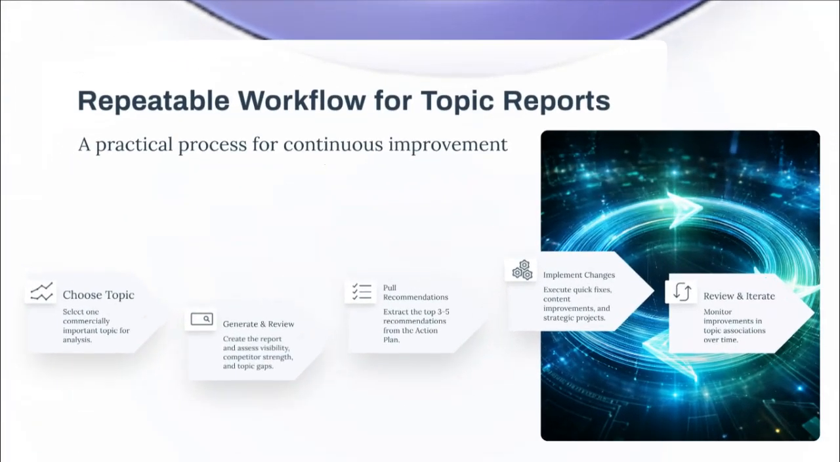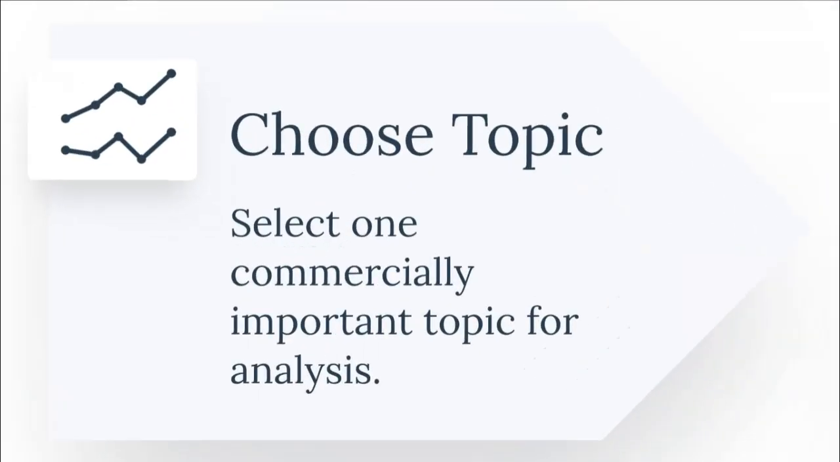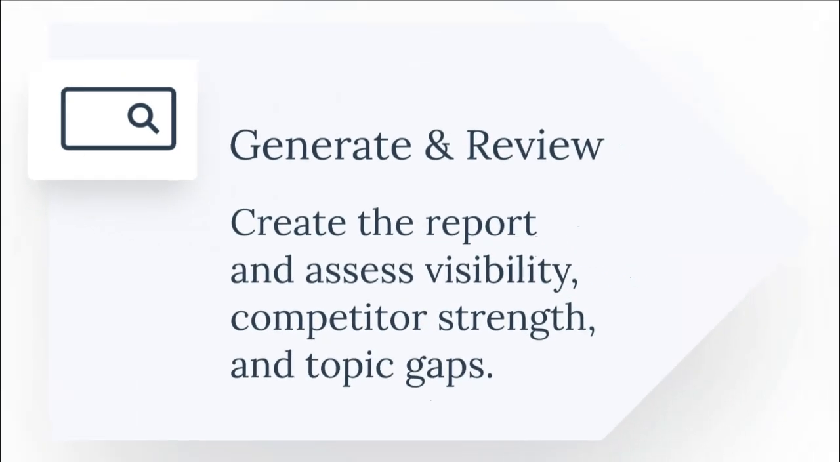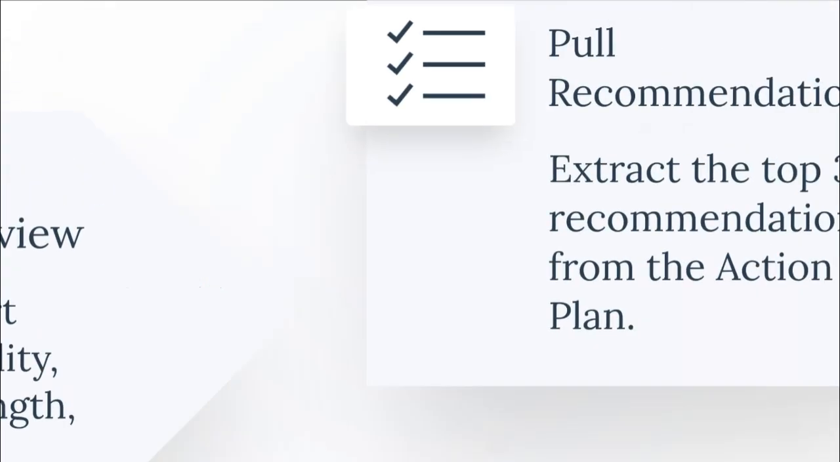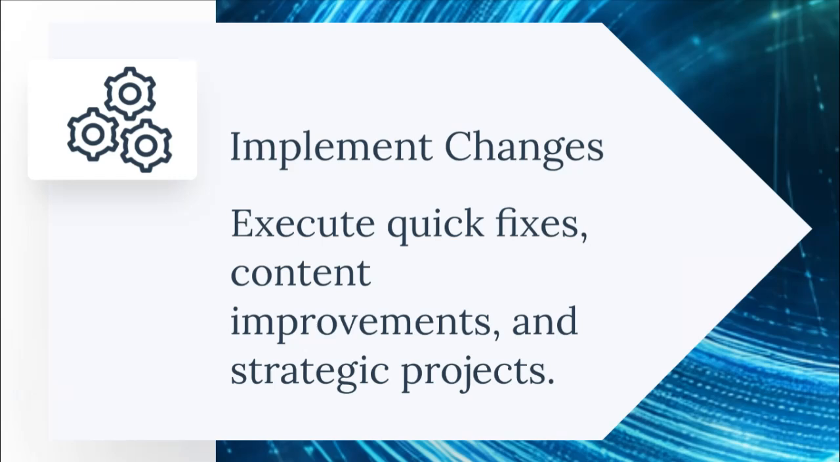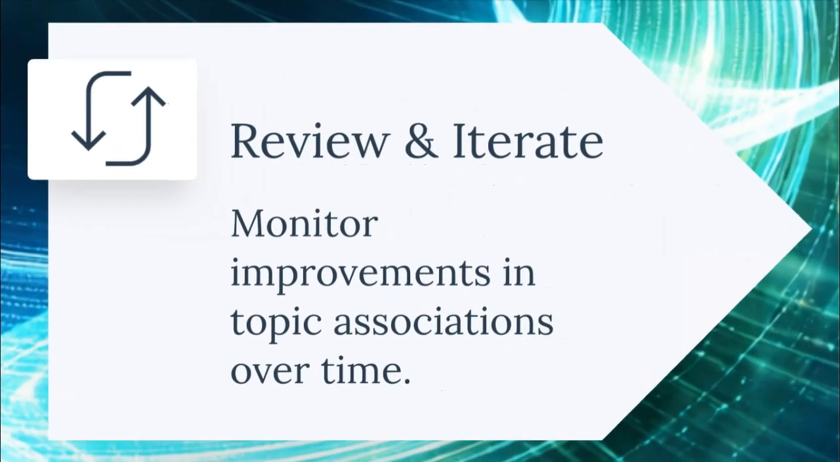So let me show you a simple workflow you can follow every time you use topic reports in Waikay. First, choose one commercially important topic. Second, generate the report and review your visibility, competitor strength, and topic gaps. Third, open the action plan and pull out the top 3 to 5 recommendations. Fourth, decide which actions are quick fixes, content improvements, or bigger strategic projects. Fifth, implement those changes on your site and across your brand presence. And then finally, come back later and review whether the topic associations improved.